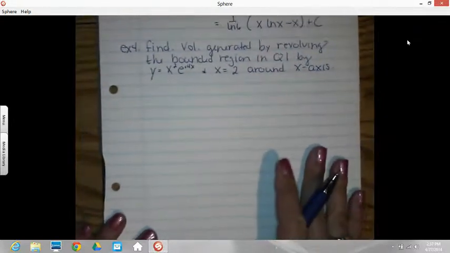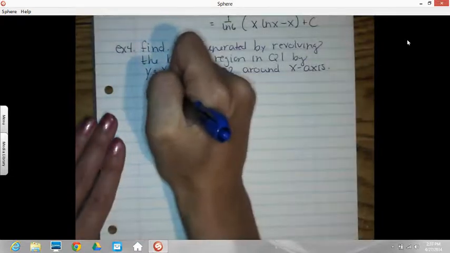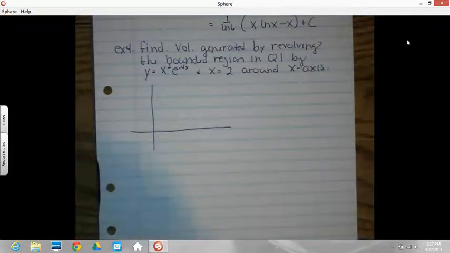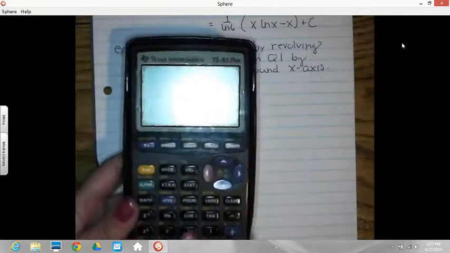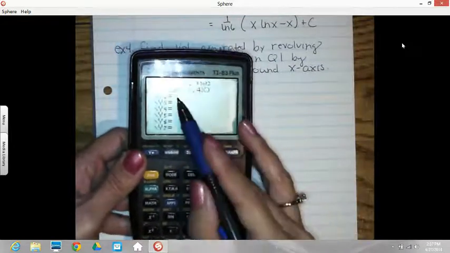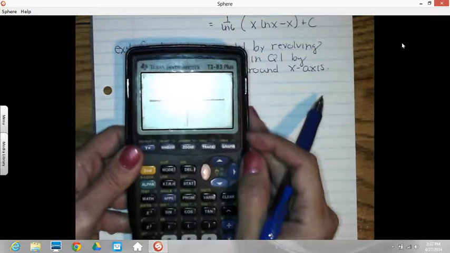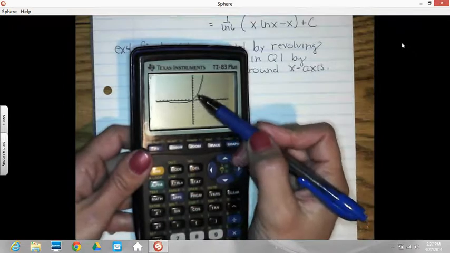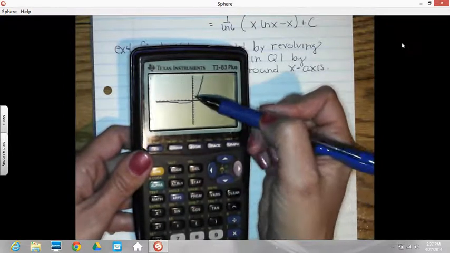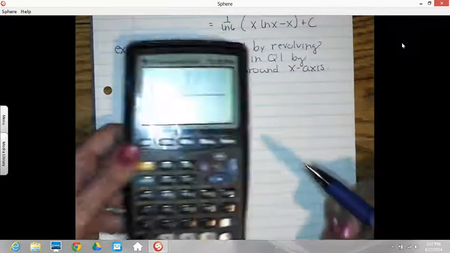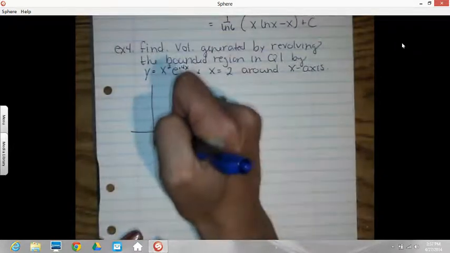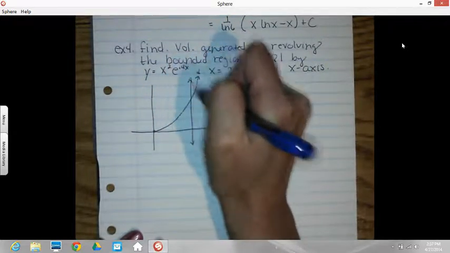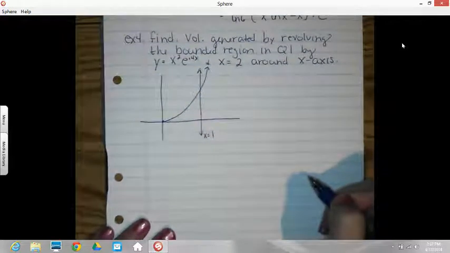Okay, graphing this. Y equals x e to the 0.4x. I only want the part in quadrant 1, so I can see it's coming through the origin and then swooping up. And then I've got the line x equals 1, so it's going to be this little triangular region down here. I'm going to exaggerate it a little bit. So I know it's coming through like this, and I've got a vertical line at 1. Okay, and I'm revolving around the x-axis.